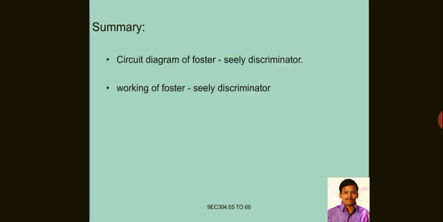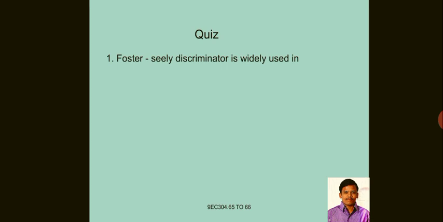Then we have seen the circuit diagram, and the working or operation of the Foster Seeley discriminator. Finally we have seen the various frequency bands used in the radio receiver, that is AM and FM: the medium wave band, the short wave band, and then the FM band. Both FM and AM are still used in radio receivers. With this we complete the demodulation. Based on this, try to answer these simple questions.